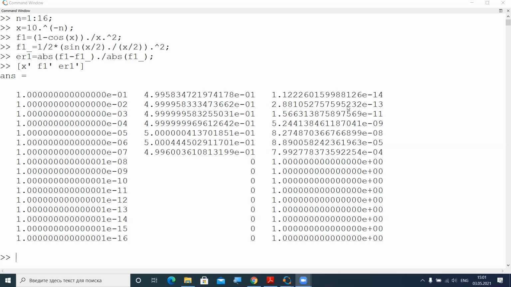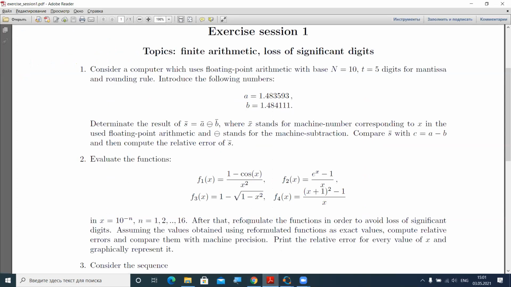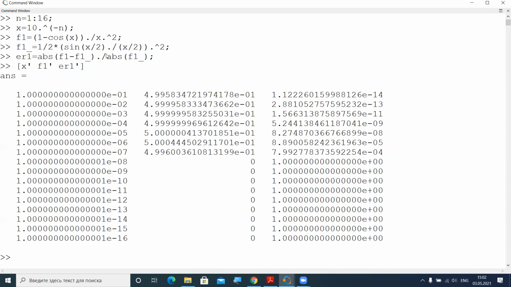But I don't understand this new f1 formula. 1 over 2 multiplied, because here you can see this is in the numerator, this one is the denominator, and all of them in square. So what was the exact function? The exact function was 1 minus cosine x over x squared. So here we just replaced 1 minus cosine x with 2 sine square x over 2.